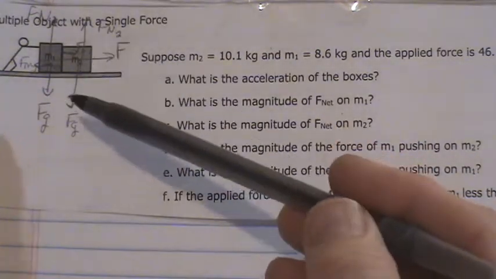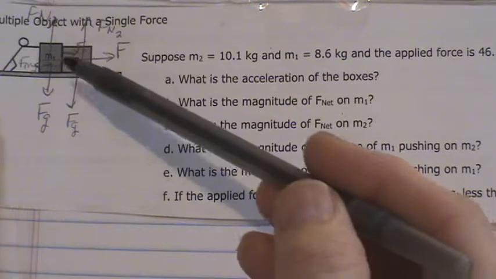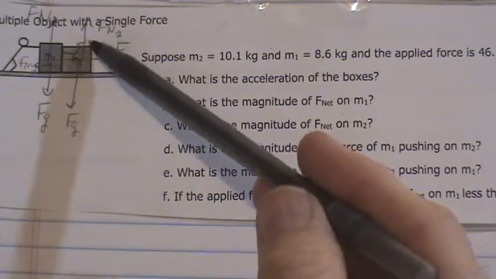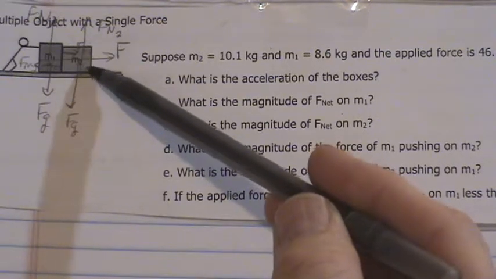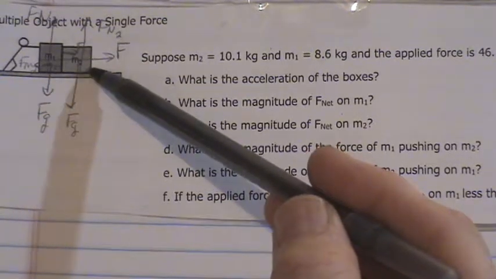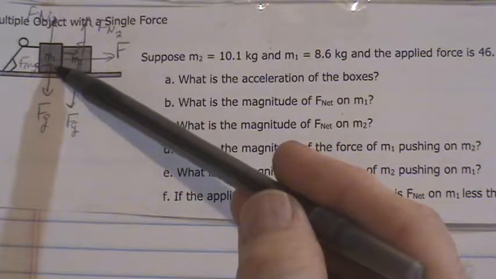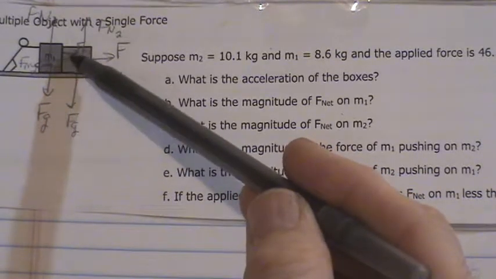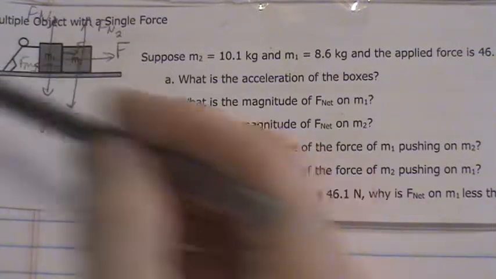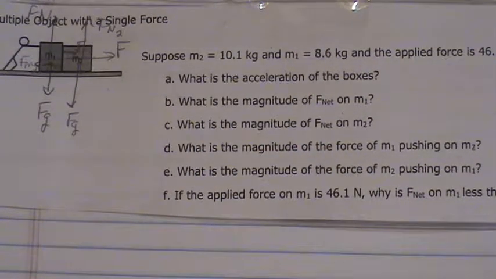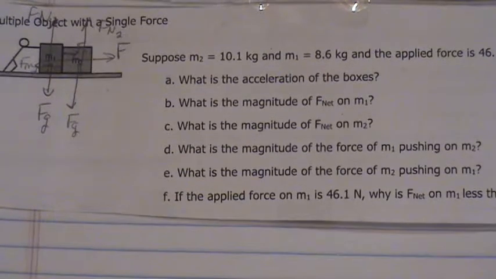The F normal and FG, they do cancel because they are on the same thing. Force of gravity pulling down here, normal force pushing up there, are both on M2. They will cancel. But M1 is pushing on M2, M2 is pushing on M1. Equal and opposite sizes and magnitudes, but they're on different objects, so those we cannot get rid of. Right? I don't know of any other way of explaining that.